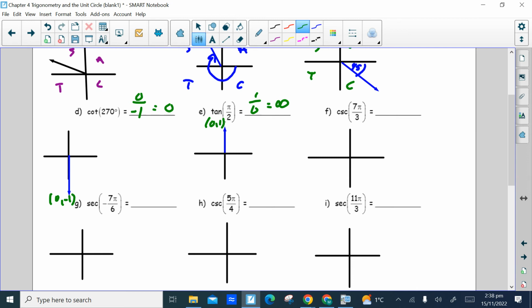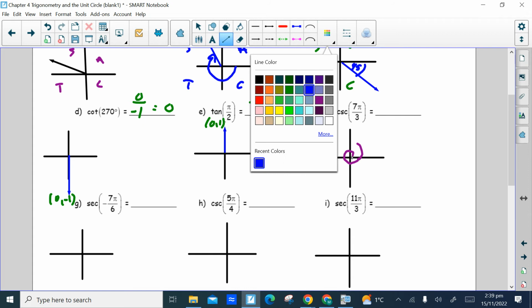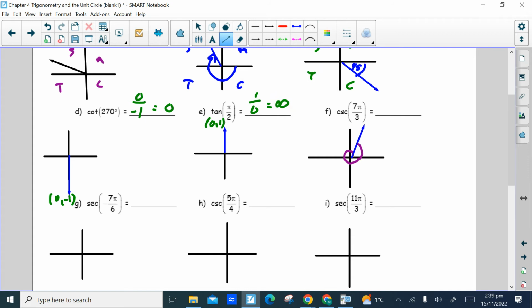The cosecant of 7 pi on 3. So where's that on the circle? Well, it's a positive angle. And if we do one trip around the circle, that is 6 pi on 3s. 6 pi on 3 is the same as 2 pi. One trip. We have to go one more pi on 3 past that. What quadrant does that put us in? And the reference angle is pi on 3.